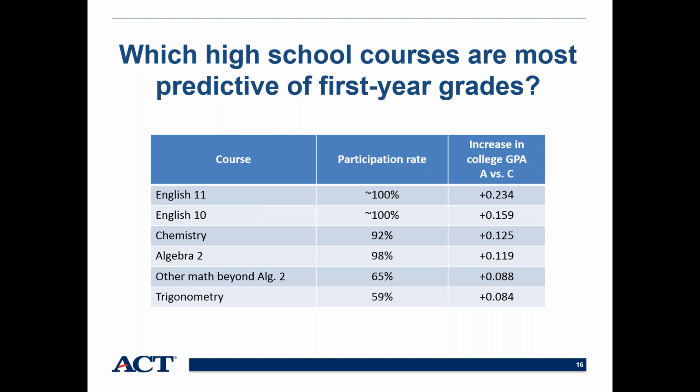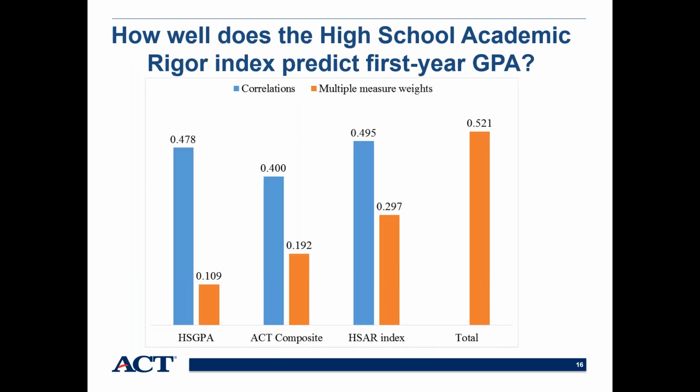Surprisingly to us, the English courses were most predictive, in particular English 11 and English 10. These 2 courses are taken by virtually all college-bound students. For example, the difference between earning an A and C in English 11 is over 2/10 of a grade point, and this is after controlling for all other high school coursework and grades data and those 8th grade test scores. One reason we think the English courses are so important for first-year college courses is that they're typically writing intensive, and we know that strong writing skills are important for many college courses.